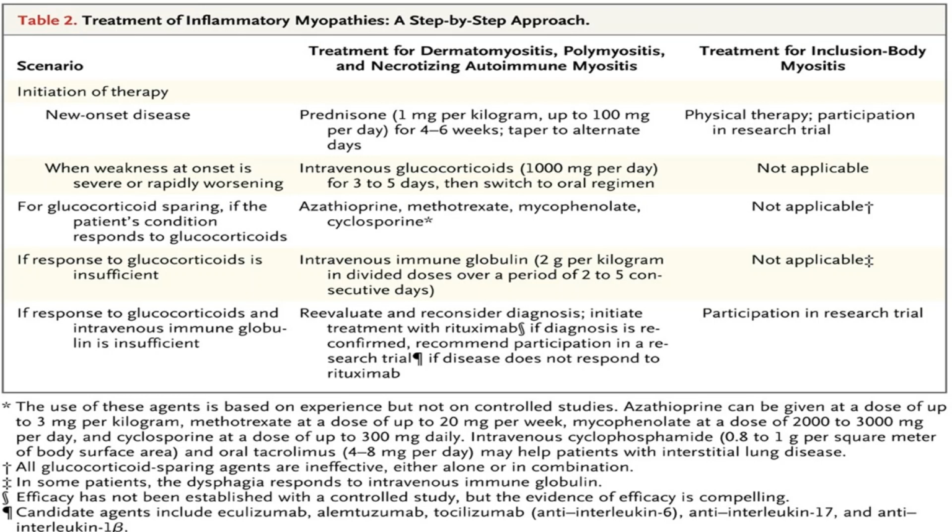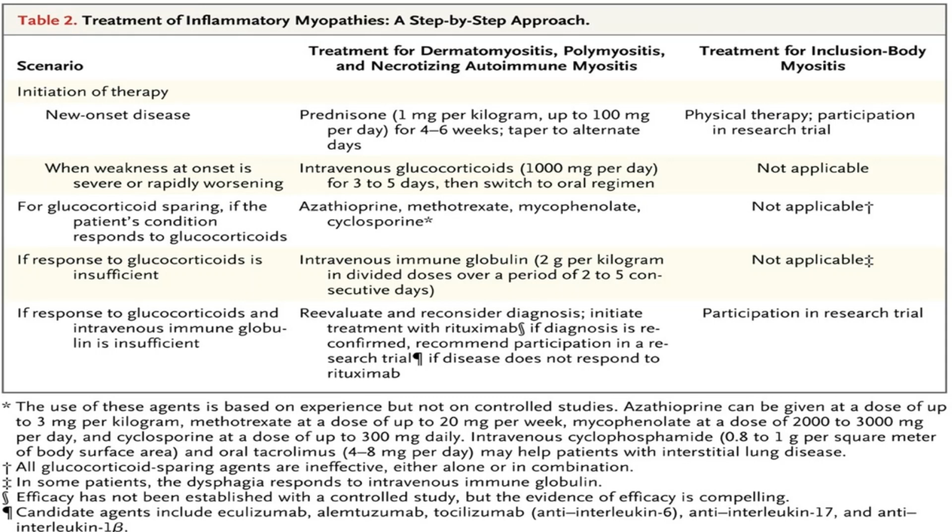When we talk about inclusion body myositis, we use physical therapy and participation in a research trial. When weakness at onset is severe or rapidly worsening, we can use intravenous glucocorticosteroid. It is pulse therapy with 1000 mg per day for 3 to 5 days, then switch to an oral regimen.